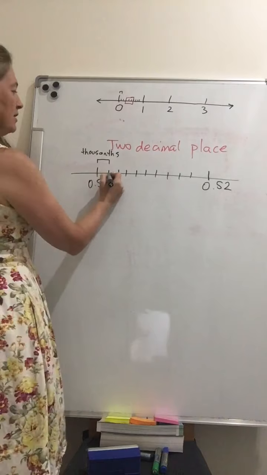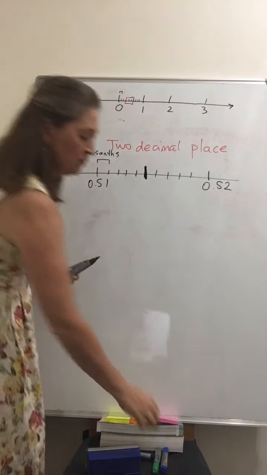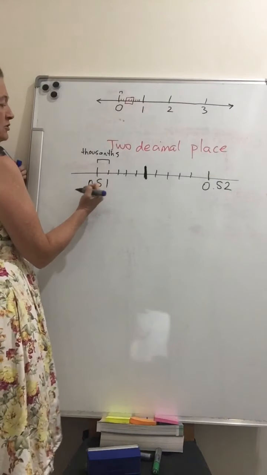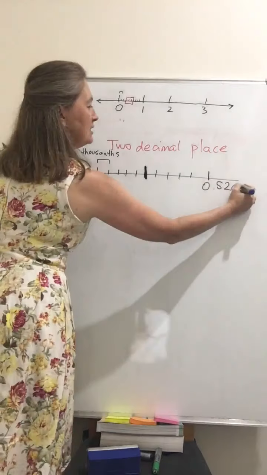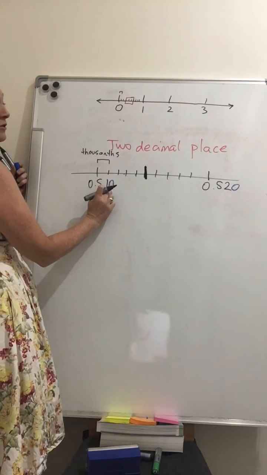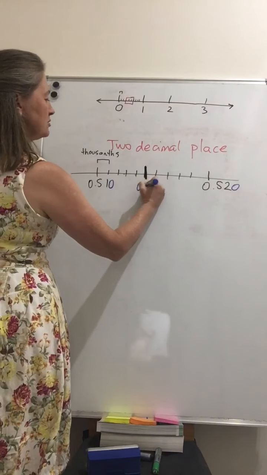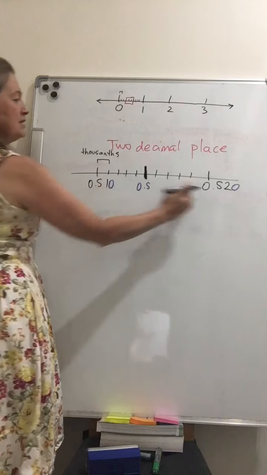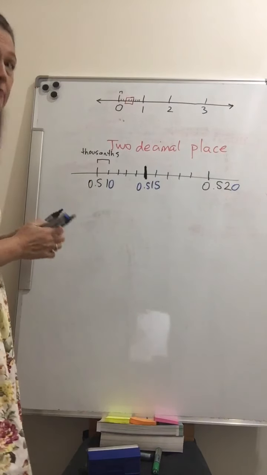All right, so what's halfway? 1, 2, 3, 4, 5. What's going to be halfway? Well, again, we can't do 0.51 and a half, so we're going to say 5 tenths, 1 hundredth, no thousandths, 5, 2, and no thousandths. So what is halfway in between 510 and 520? It's 515 is halfway in between.